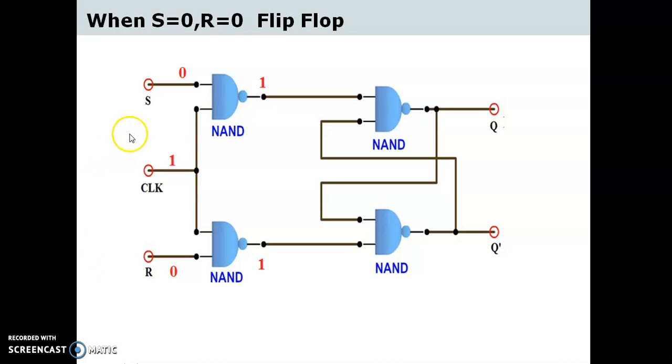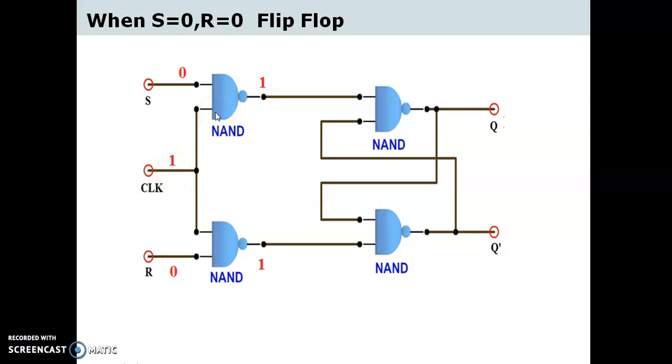Now as there are two inputs S and R, there will be 4 possible combinations. Let us consider the first combination, that is S equal to 0 and R equal to 0. So here S is 0 and R is 0. As already said, the clock we have to consider as 1.